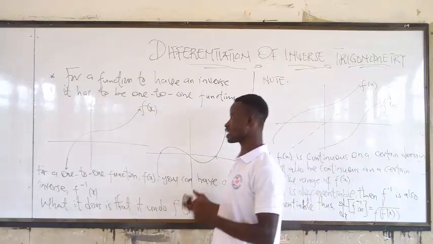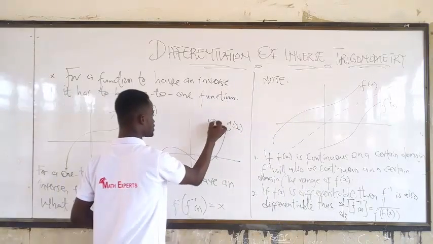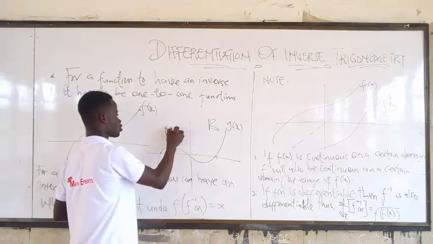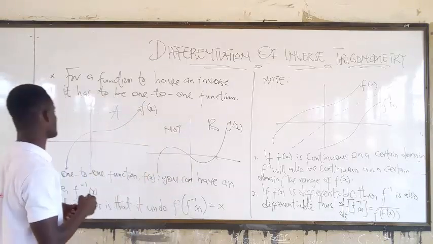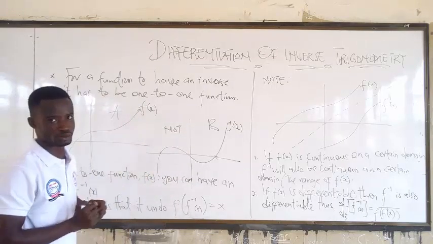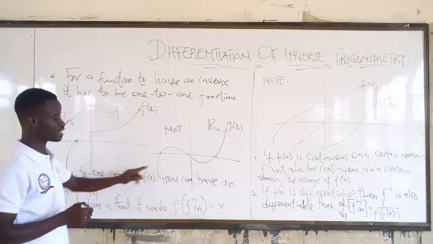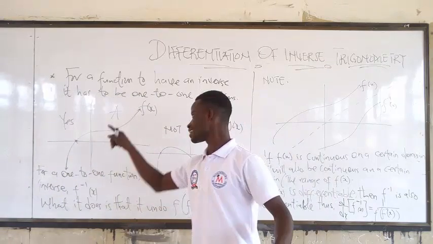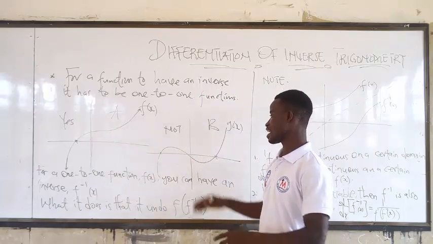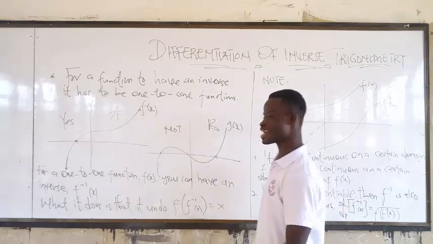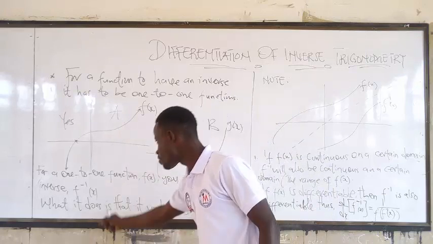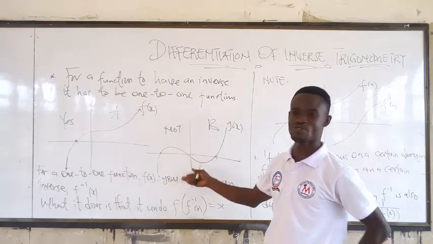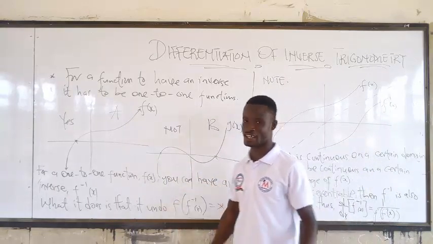So looking at it carefully, let's say this is A, this is B. I'm sure you can bear with me that this one is not a one-to-one function, but this is a one-to-one function, because it's cutting only one axis, and that one is cutting 2 axes. So when it's happening like that, we say this will have an inverse and this will not have an inverse. Let's move on. So for a one-to-one function f of x, you can have an inverse.